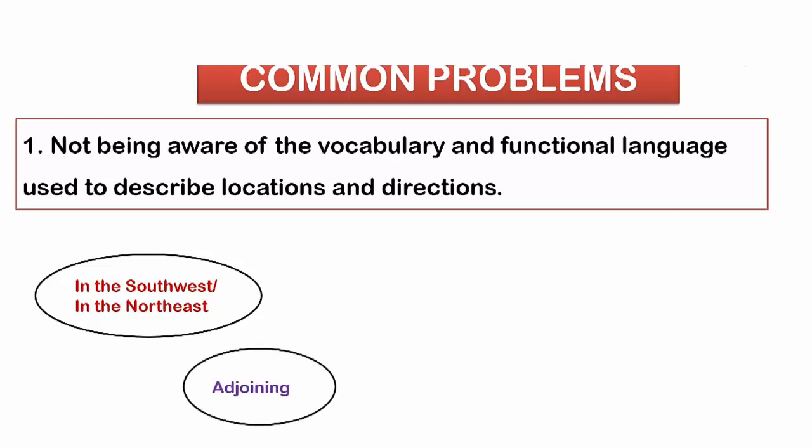Adjoining means next to. If you're talking about a house and you can walk from your kitchen into your living room, you would say that the kitchen and the living room are adjoining. They are next to each other. Okay. So block A and block B of V-star are adjoining.